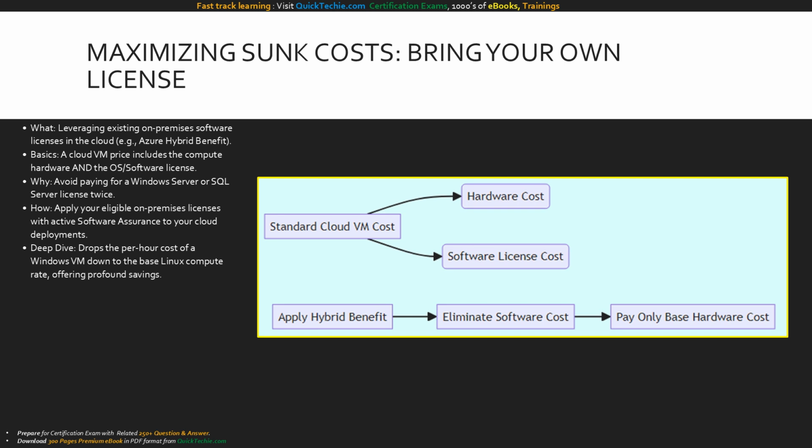Let's break down the math visually. A standard cloud VM cost splits into the hardware cost and the software license cost. When we apply a hybrid benefit, we effectively sever the software cost entirely. The result: you pay only the base hardware compute cost, drastically shrinking your invoice.